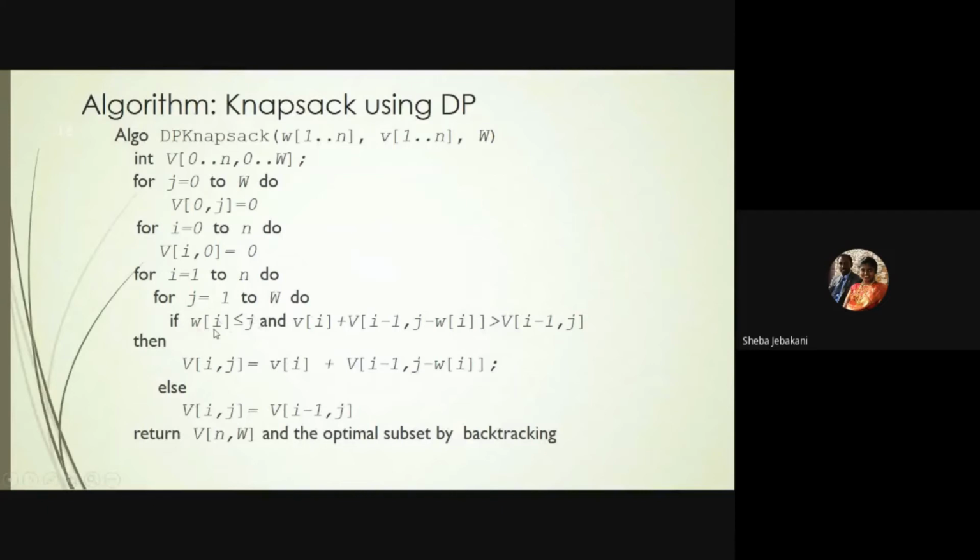If w of i is less than j, then I'll be selecting that particular object. If I'm not adding it, then I'm not selecting that particular object. So I have to find the maximum of this particular value and this particular value. If this was true, then I'll select the maximum of these two. Otherwise, I will go for not selecting that object. I check if this value is greater than the previous value; then I include that object. Otherwise, I can directly select the previous value.